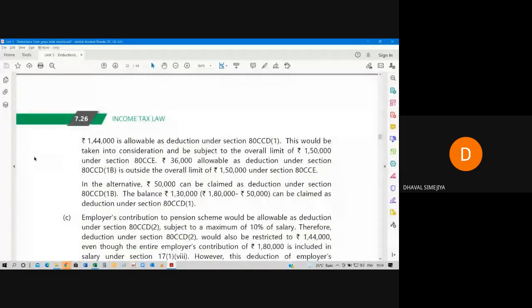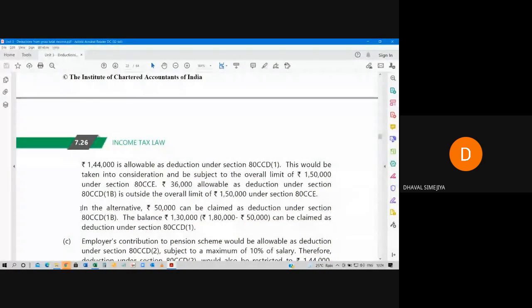What I have given you is this answer. Look, in an alternative way, you can claim 50,000 under section 80CCD1B and the balance amount, 1,30,000, in 80CCD subsection 1. All the answers are available in your module.